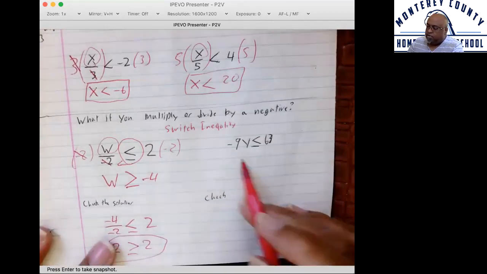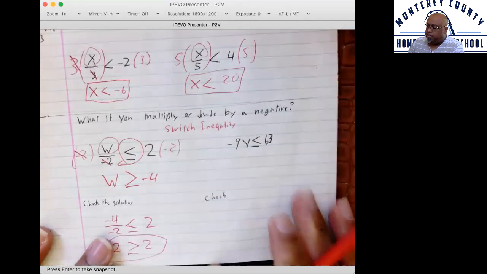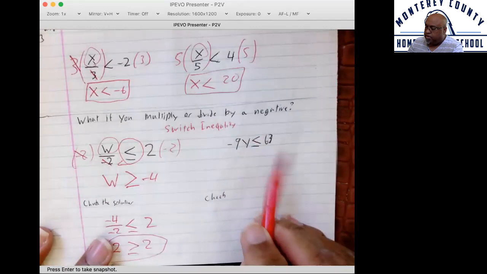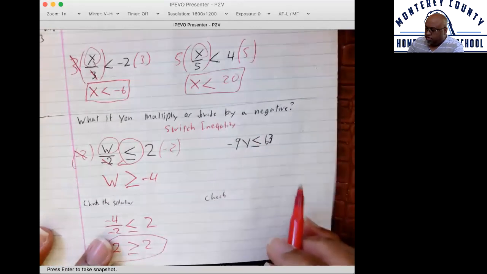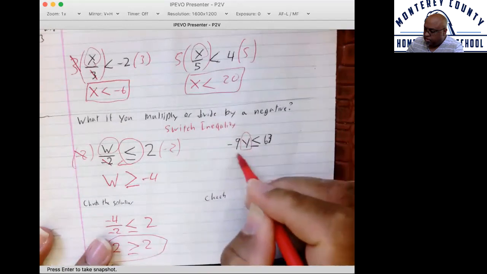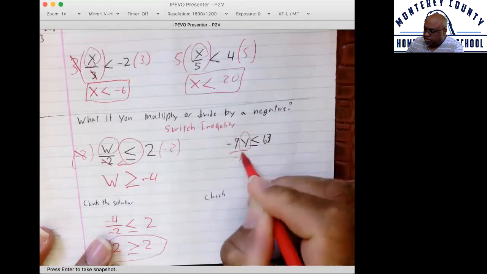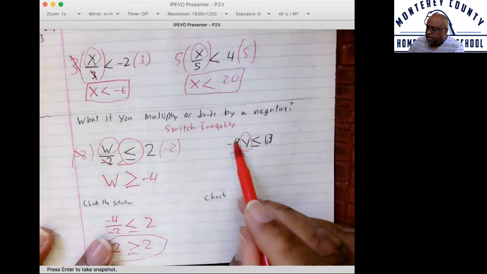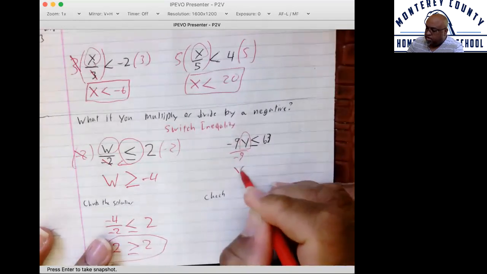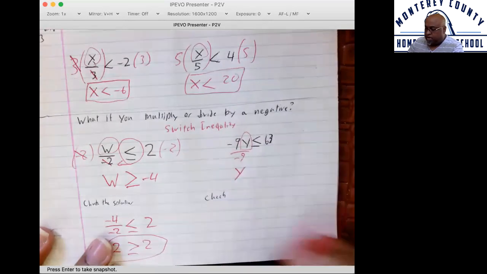Now let's try this with a multiplication problem. Negative 9 times y is less than or equal to 63. Isolate the y by the opposite operation. In this case, I'm dividing. I have negative 9 divided by negative 9, which equals positive 1 times y. So I now have positive y.